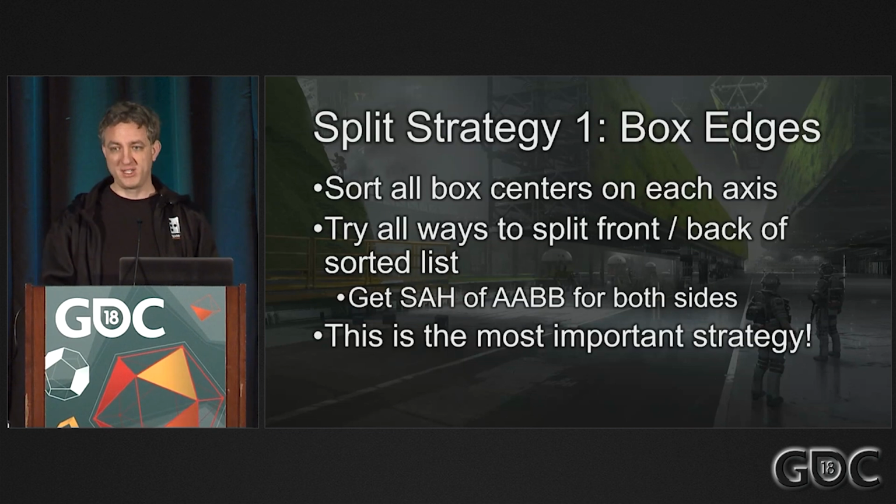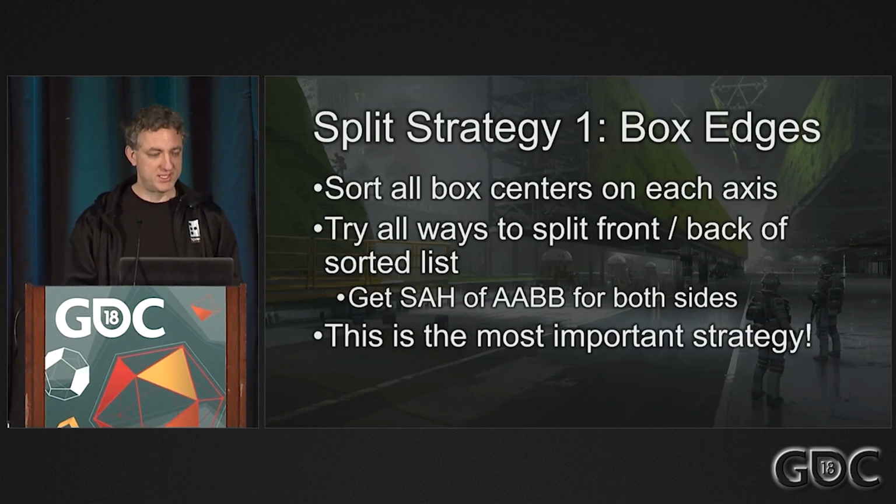So we use 3 split strategies. The first one is the most important and is pretty easy. You just sort all of the boxes by their centers, and you do this once per axis. And then you just walk that list, trying all ways of splitting it from the first half and the last half. And you get the surface area heuristic for each side, evaluate the cost. And that's the most important one.